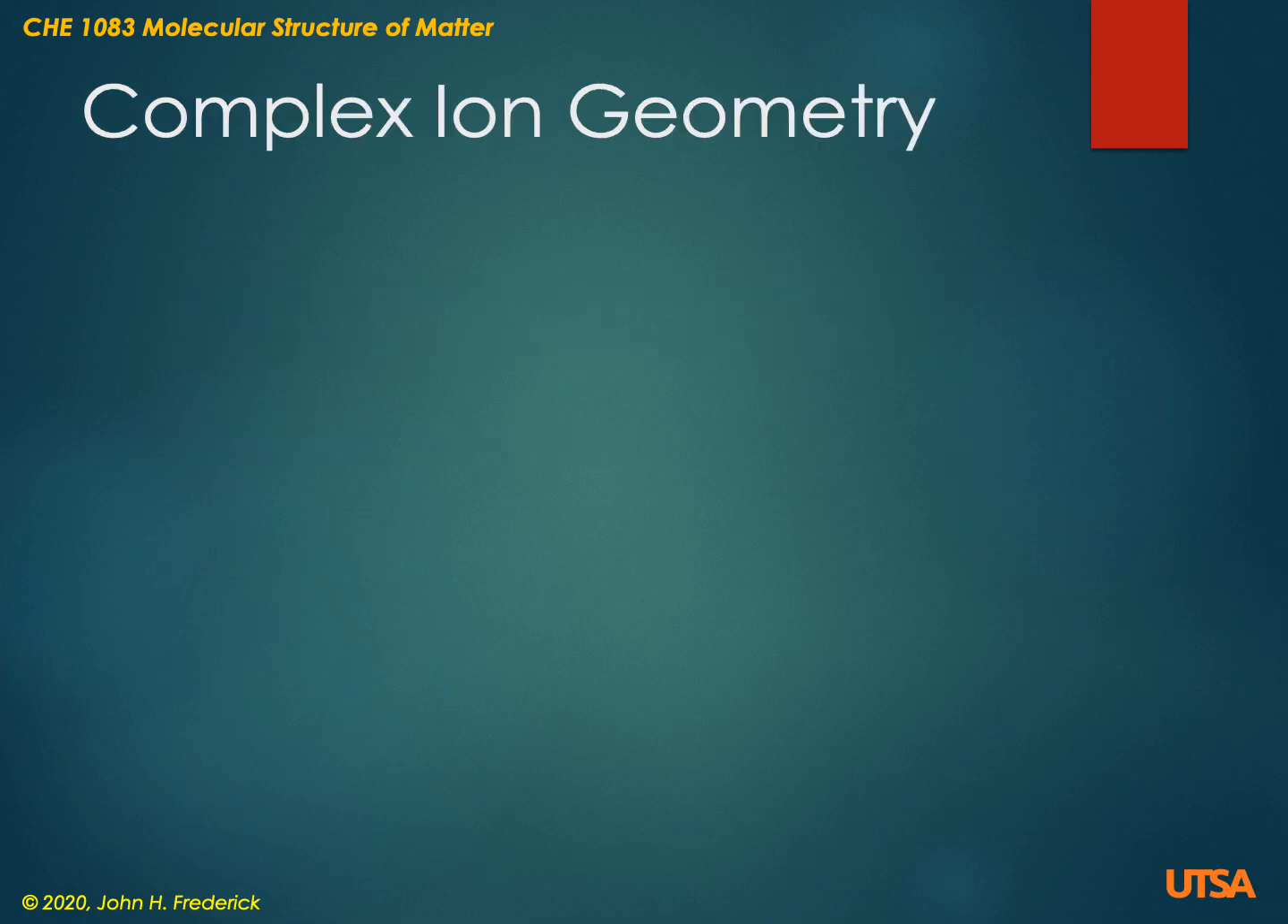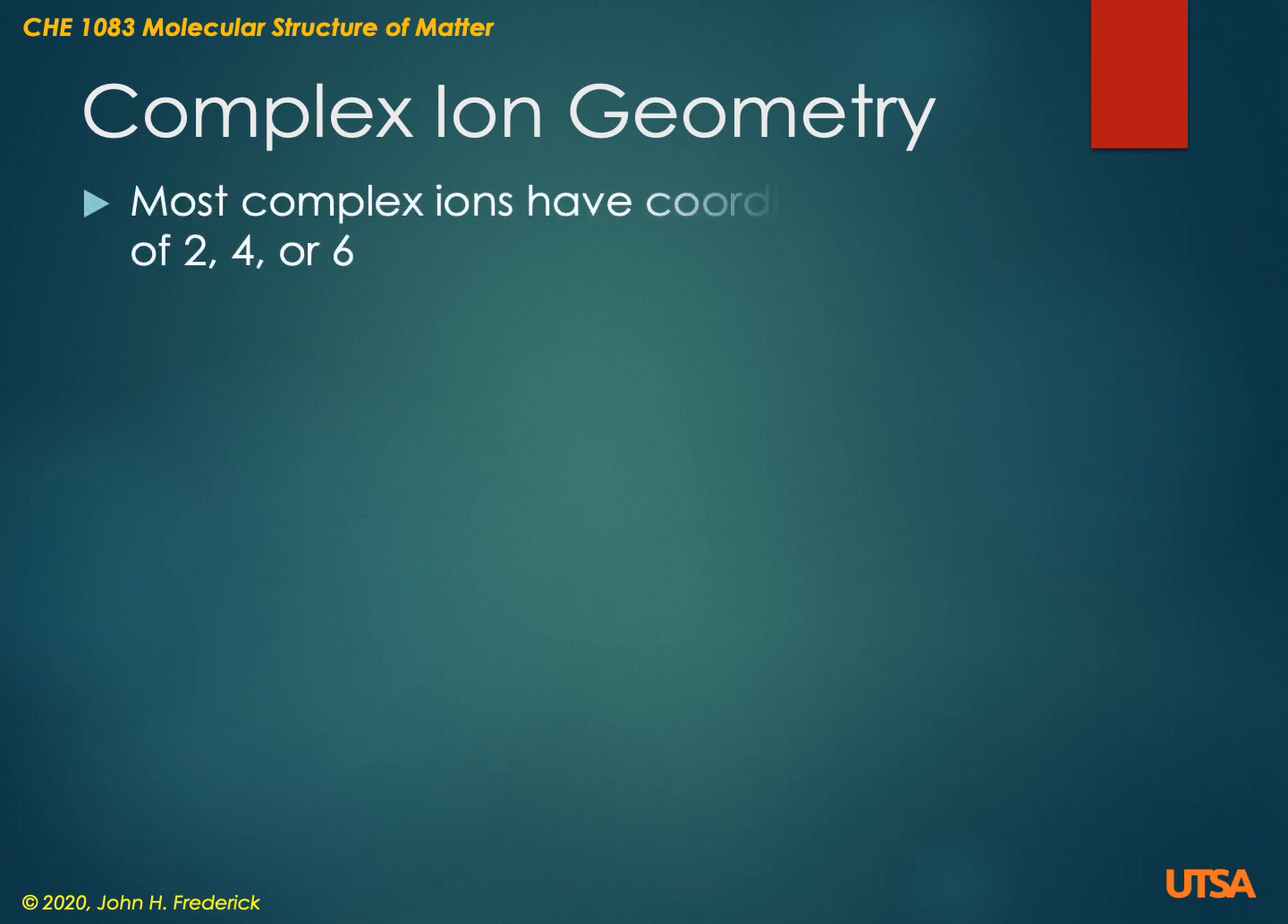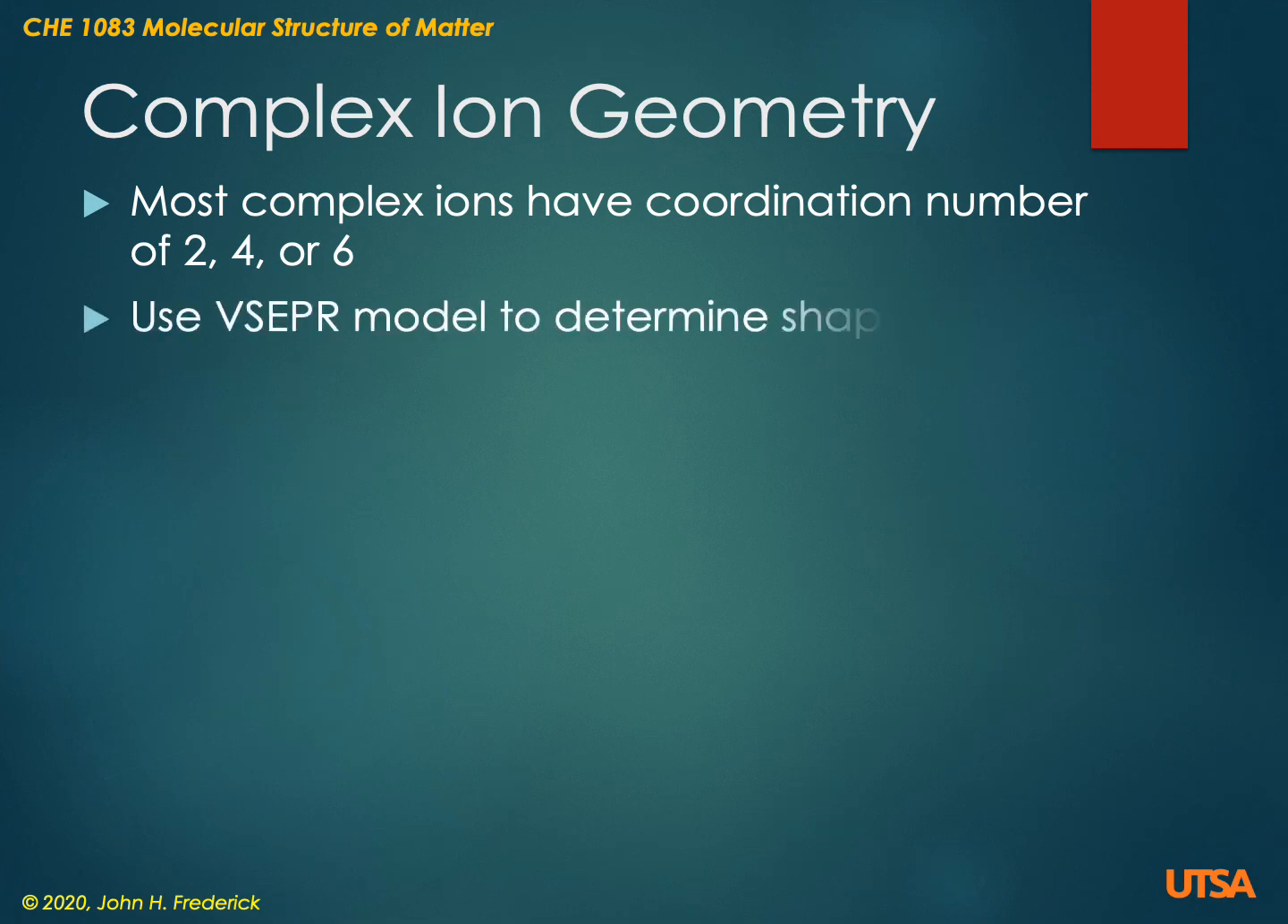Let's first talk about complex ion geometry. Most complex ions have a coordination number of 2, 4, or 6. There are some others, but these are the ones that are most common. We're going to use the same kinds of considerations that we used in the VSEPR model to determine their shape.